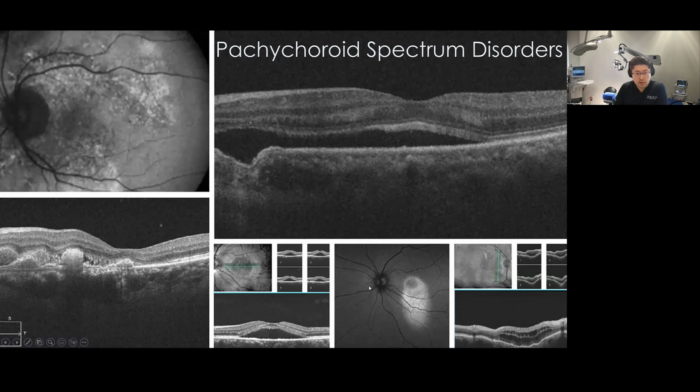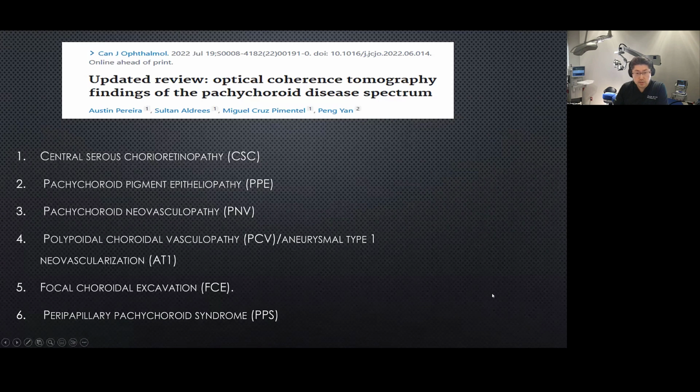So this brings us to the new spectrum condition called the pachychoroid spectrum disorder. And we have CSR, PCV, and peripapillary pachychoroid syndrome, and also pachydrusen and pachychoroid-related RPE changes. So these are the different categories or subtypes of pachychoroid spectrum disease.